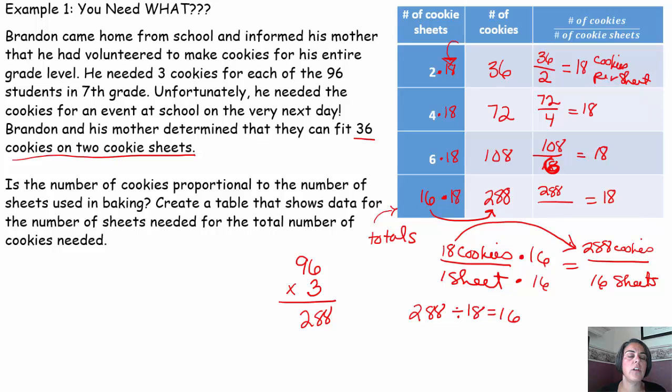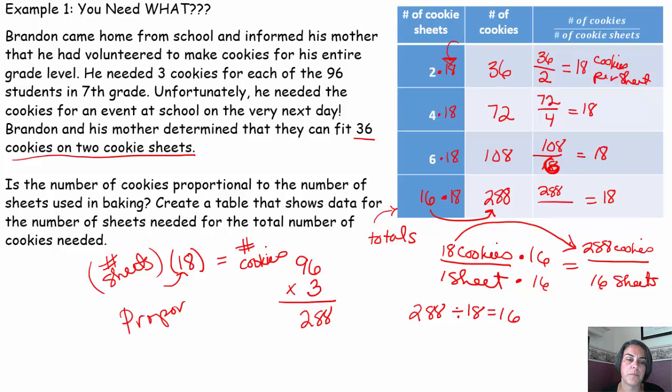Is this proportional? Of course this relationship is proportional, and here's why. You can always take your number of sheets of cookies times 18 cookies per sheet, and every time that will get you your total number of cookies. And because there is that constant value we can multiply by every time, you're guaranteed it's proportional.